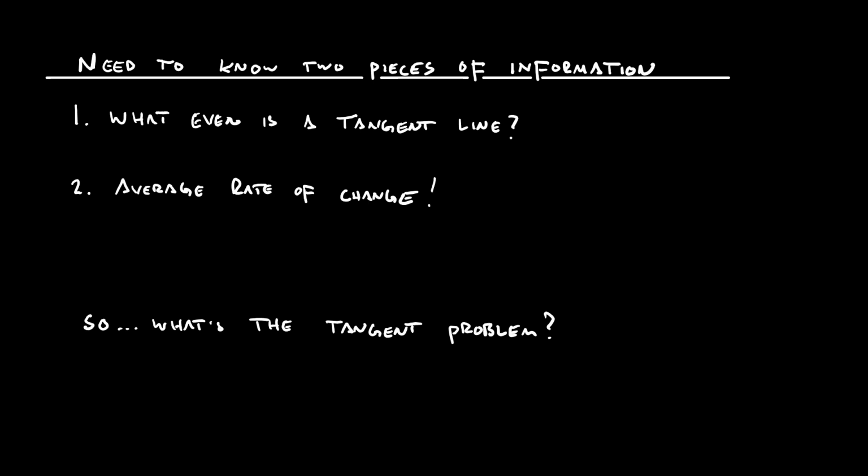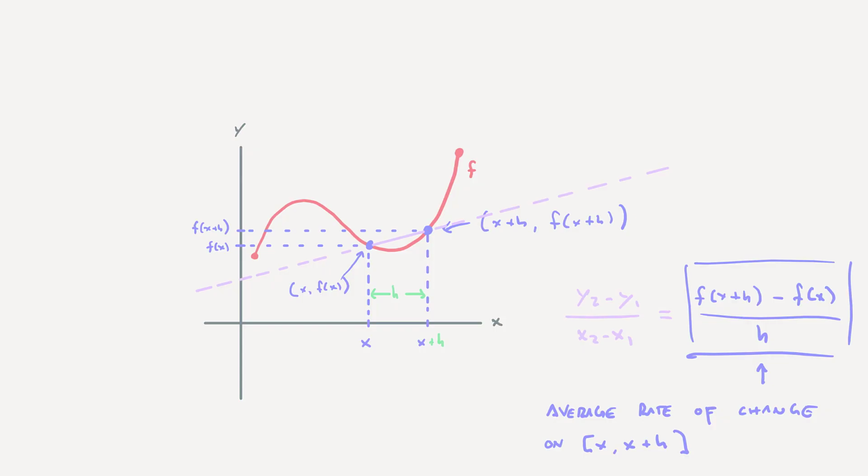So now that we know the two things that are going to help us understand what the problem even is, let's talk about the problem. The average rate of change is telling us what the average rate of change is between 2 points. It's fundamentally a secant line that we're finding the slope of. But what if I wanted to find the slope at only one of these points? Maybe this one, right here.